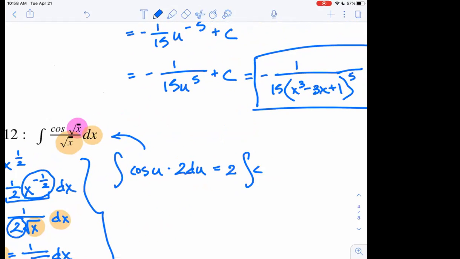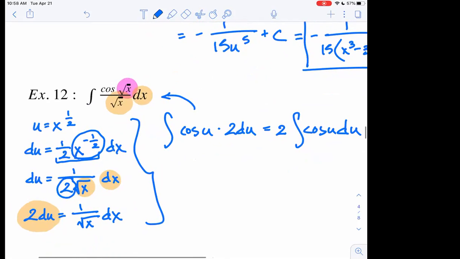So 2 in, yes. So was it not cosine u divided by 2 du? Why am I dividing? Are you just plugging it in for the square root of x? No, I match. So this part is this part. Like it's already on the bottom. Oh, okay, got it. And the dx is on the top, and this dx is on the top. Okay, got it. Okay, cool.